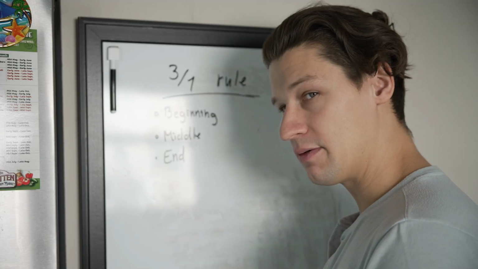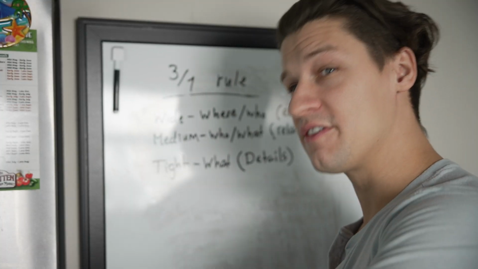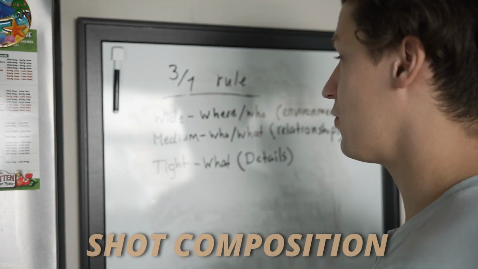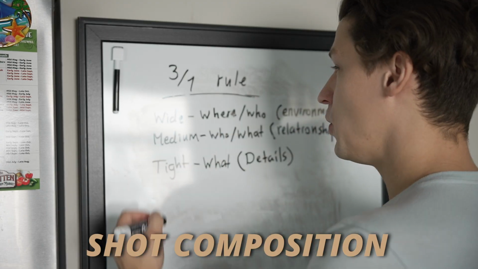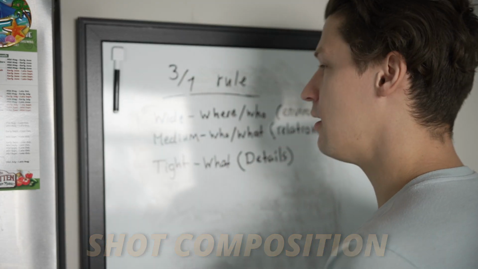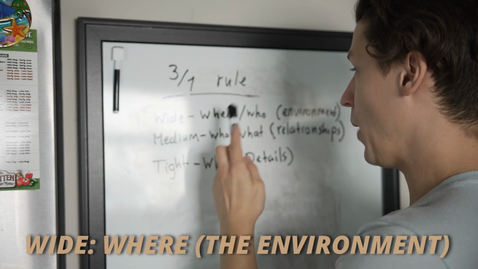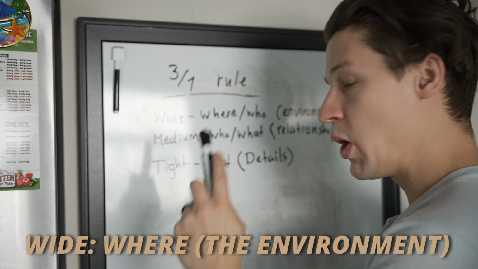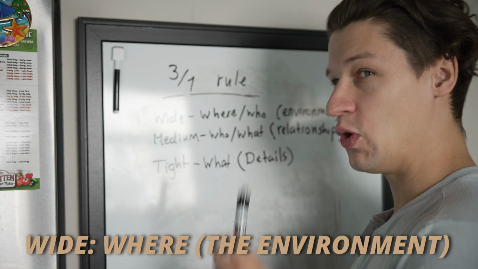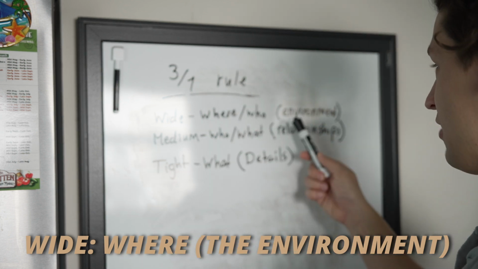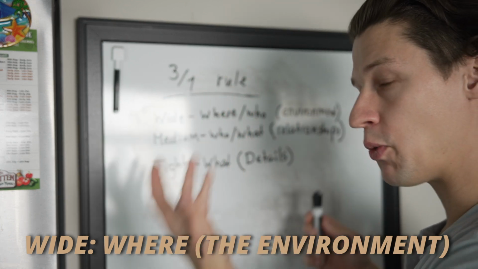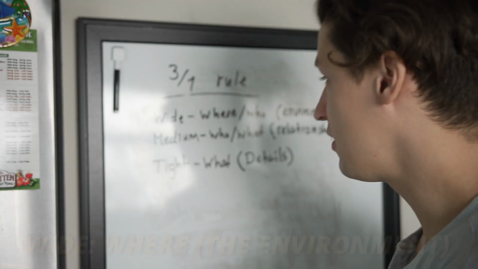shooting your video. Now, on the other side of the coin, we also have shot composition, which are basically wide, medium, tight. Wide is all about where and who. So where is this taking place and who is there? You can think of it as the environment and the people or things within that environment.